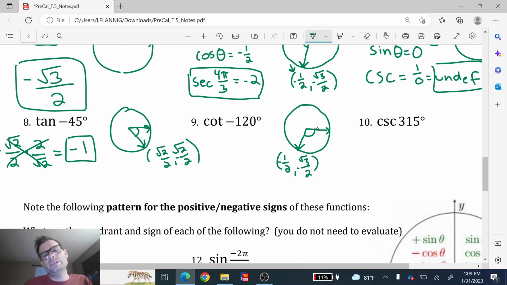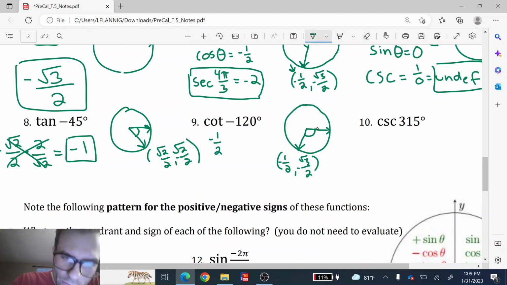Now, regular tangent is sine over cosine, but cotangent is the opposite of that, so cosine over sine. So I know the cosine is negative 1/2, and I want to divide that by the negative square root of 3 over 2, or multiply the reciprocal, so negative 2 over root 3. I can cross these out, but I still have a negative up here.